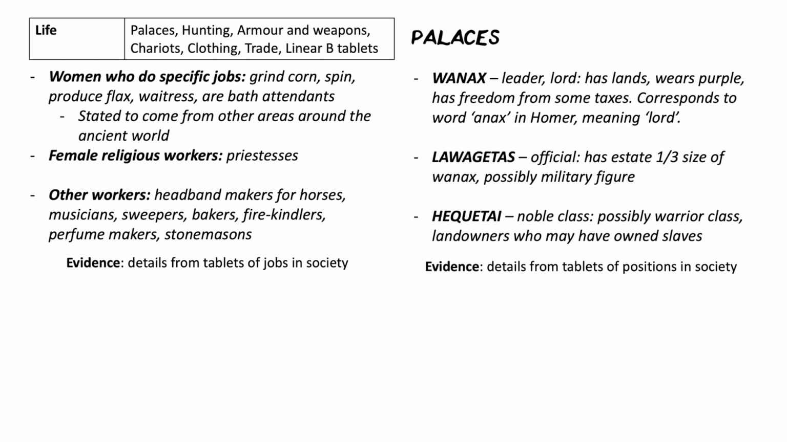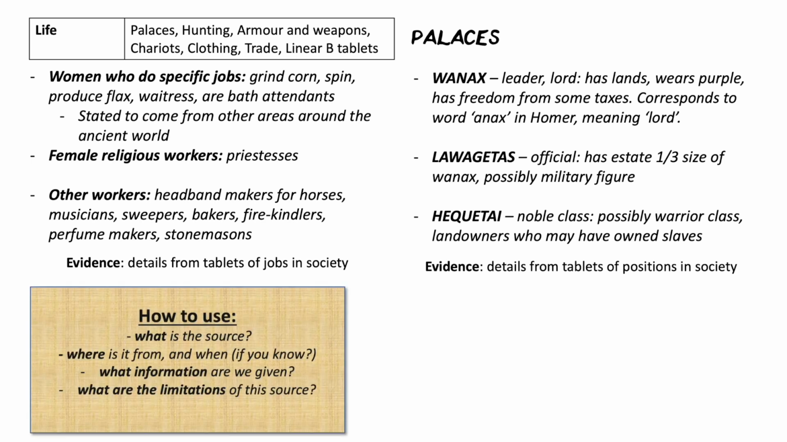But then we've also got female religious workers, priestesses, which would infer that they are higher status. And we've got other jobs that are done as well, headband makers for horses. Then there are musicians, but also sweepers, bakers, fire kindlers, perfume makers, and stonemasons. There's a real combination of high status jobs that are there for luxury, but there's also lots of very practical jobs, suggesting that the palace has had lots of things going on inside them.